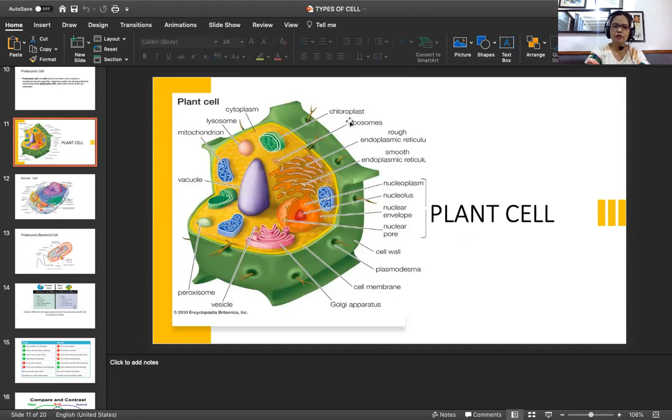Ribosomes are for protein synthesis. How about rough ER and smooth ER? These two types of endoplasmic reticulum can be seen in the animal cell as well. A rough ER is identified by having ribosomes, which are responsible for protein synthesis, whereas smooth endoplasmic reticulum is responsible for the packaging of fatty acids or lipids.